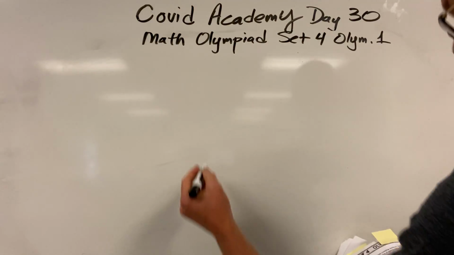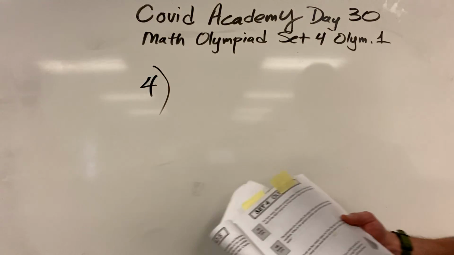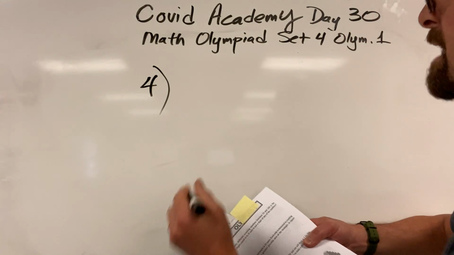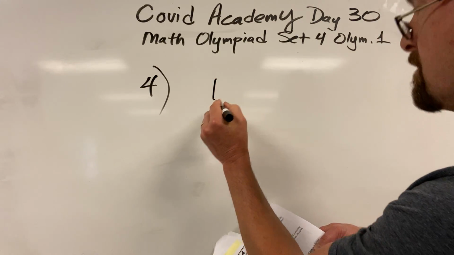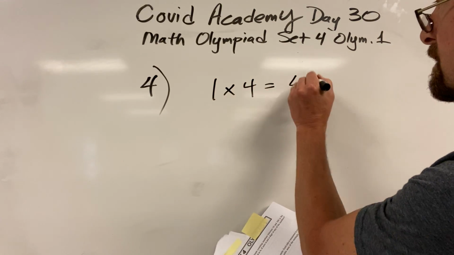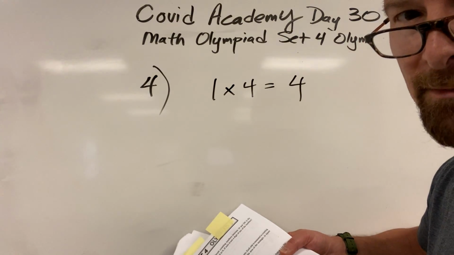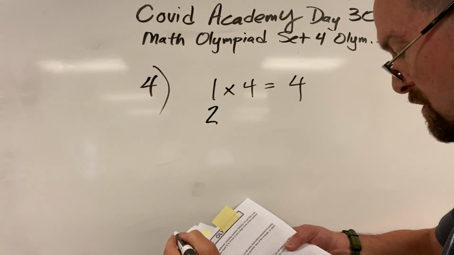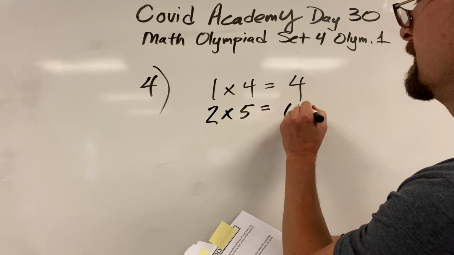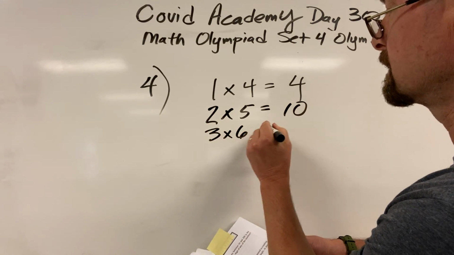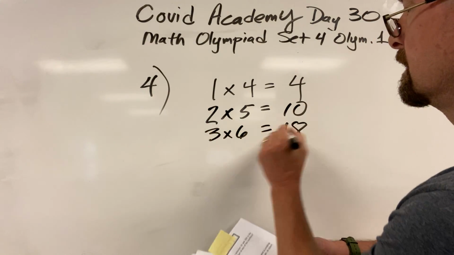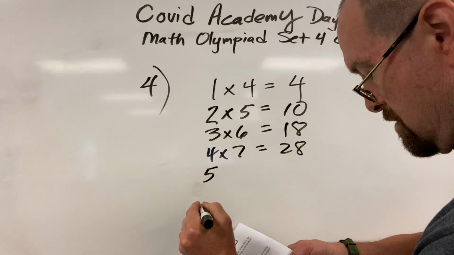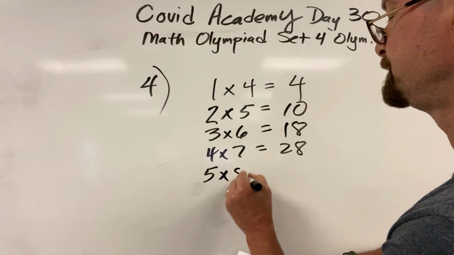Okay, number 4. A supermarket clerk makes a big stack of cereal boxes. The top layer is shown. So the top layer is 1 by 4. That's 4 boxes. We're just going to make a little table and add up the numbers. This one's not very hard. Next one is 2 by 5, so that's 10. Next one's 3 by 6, and that's 18. And then 4 by 7, 28. And 5 by 8.